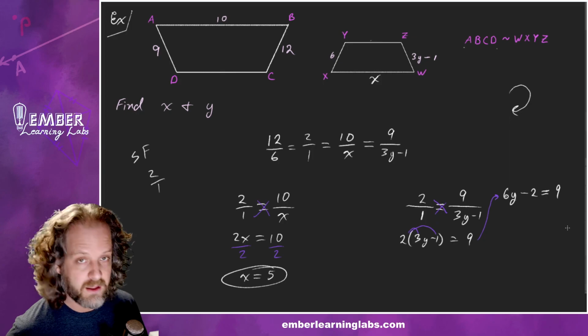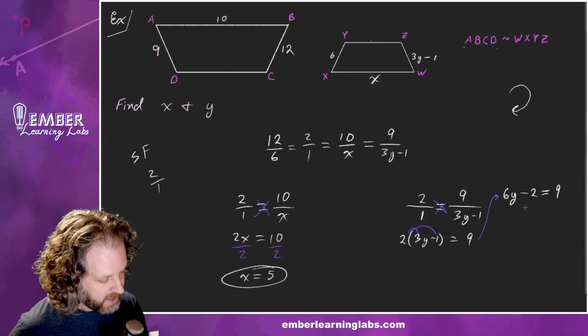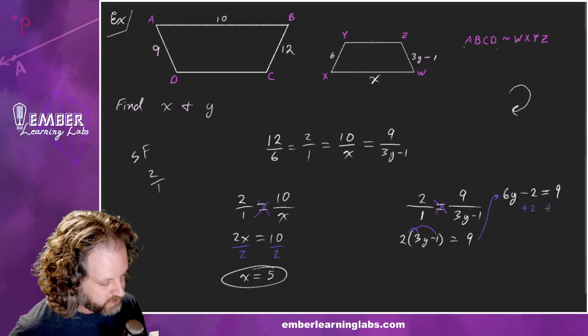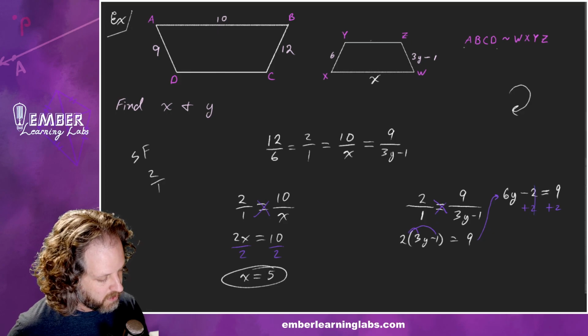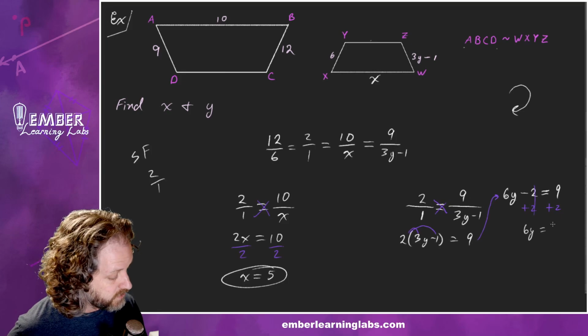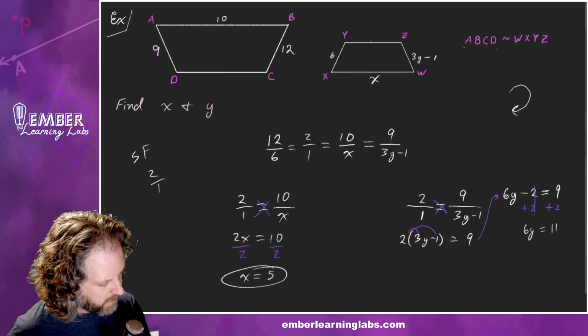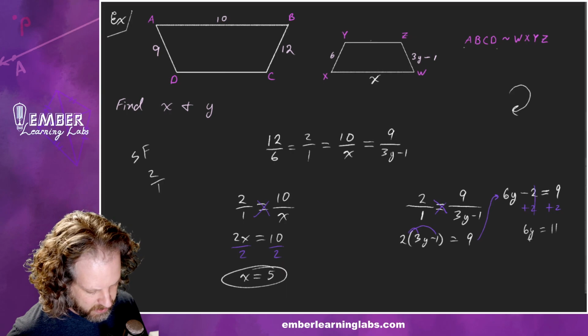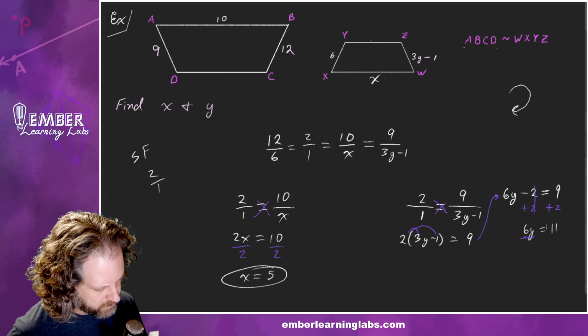Equals 9. Now we're going to continue to solve. So we're going to add 2 to both sides, plus 2, plus 2. And then we've got 6y equals 11, right? So we're going to divide by 6.